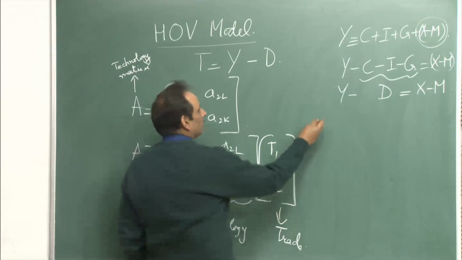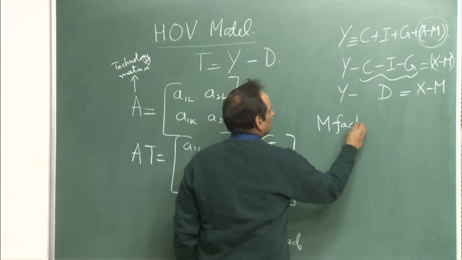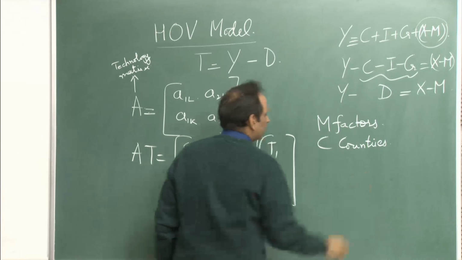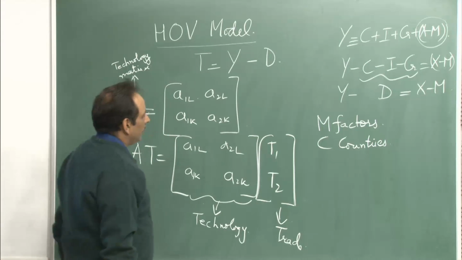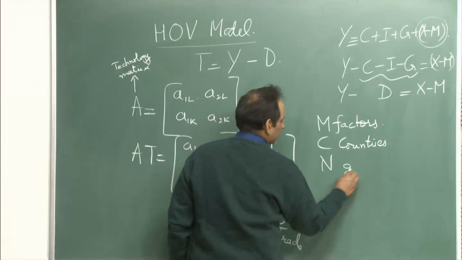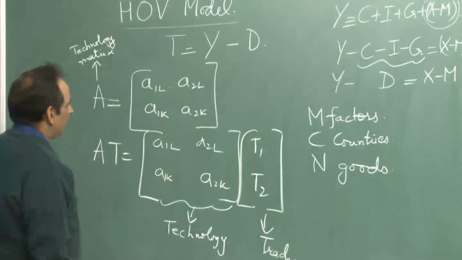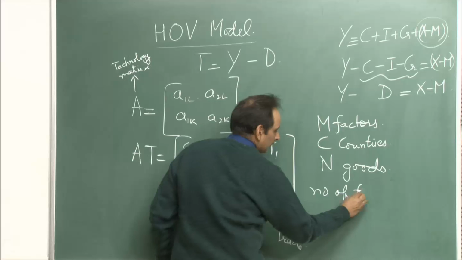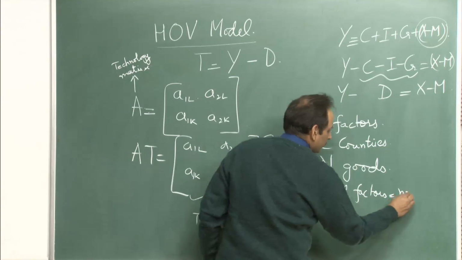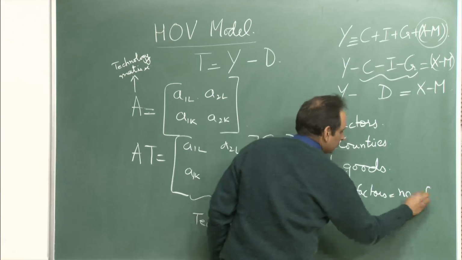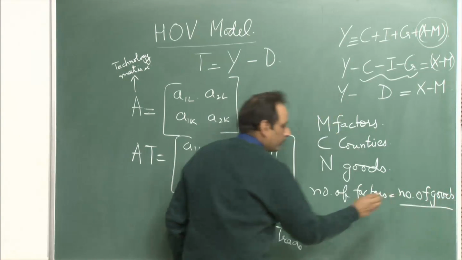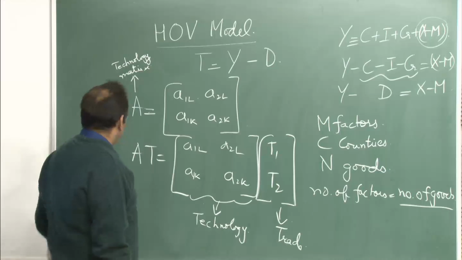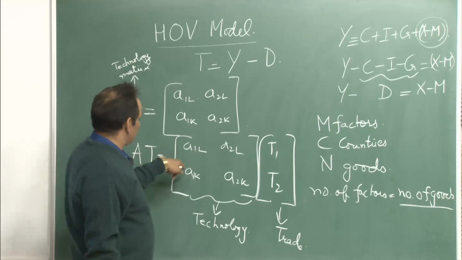Now, here we are assuming we have M factors, we have C countries, and you can have N goods. And what we further assume is that the number of factors is equal to the number of goods. So, equal number of goods, equal number of factors, but it is beyond 2 into 2 into 2. So, you get AT is equal to this.